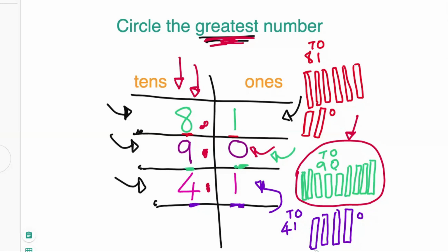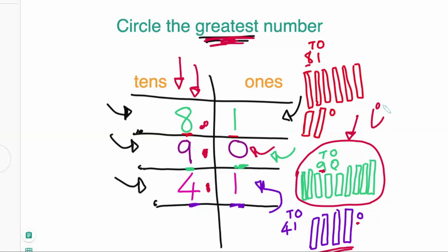Number 41 is the smallest number because it has the least amount of tens and it's only got one 1. Number 41 only has 4 tens. Number 81 has 8 tens, but number 90 has 9 tens.